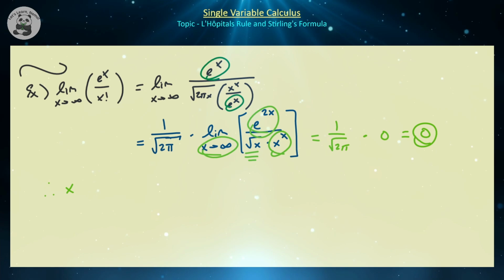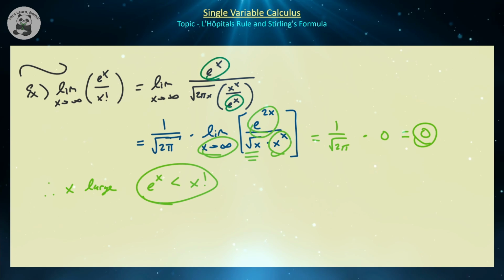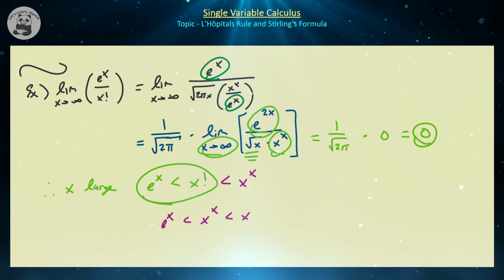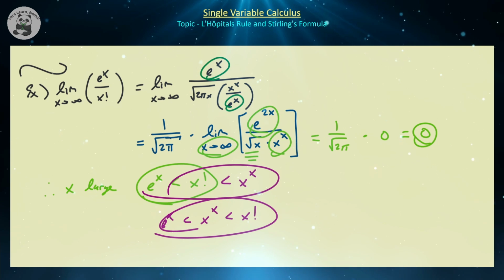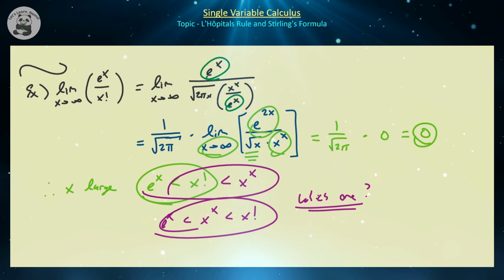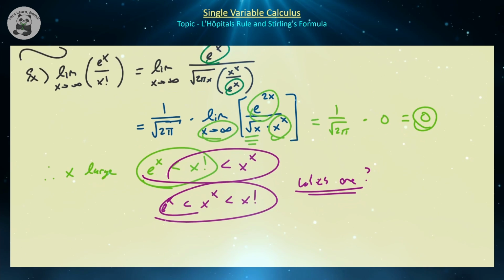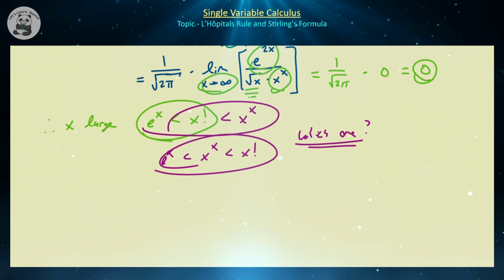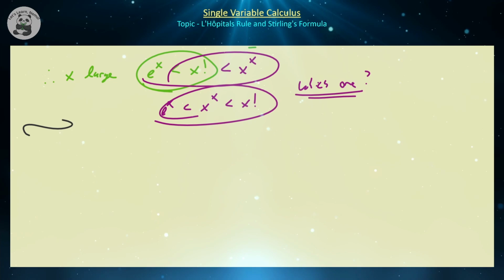That means if x is arbitrarily large, then e to the x will be less than x factorial. But we still do not know where x to the x lies. For example, should x to the x be here, or should x to the x be here, right? Which one? So we can compare e to the x and we can compare x to the x and x factorial directly and see which one dominates directly, and then the story is complete.